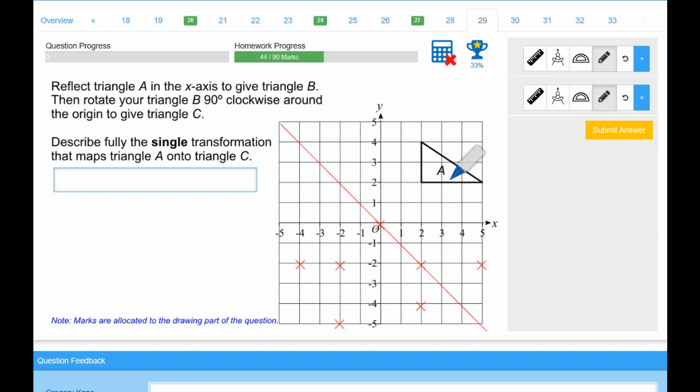If I was to go 1, 2, 3, 4 to the right, to left, 1, 2, 3, 4, that looks good. If I was to go 1, 2, 3, 4, 5, 6 to the left, 1, 2, 3, 4, 5, 6 down. Yep, that looks to me like it is going to work. So I'm going to write it is a reflection in the line y equals minus x. Now that's quite a challenging question, but it is the right answer.